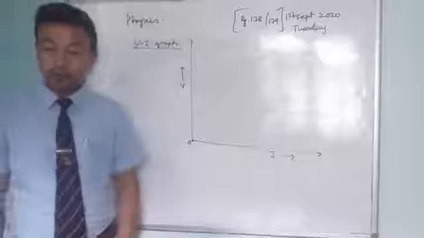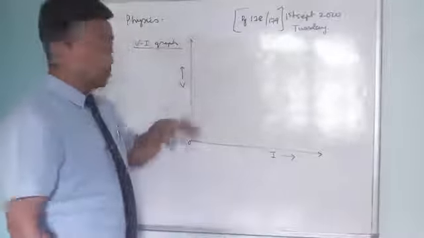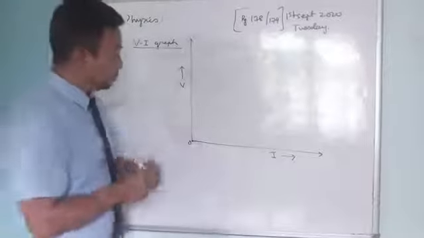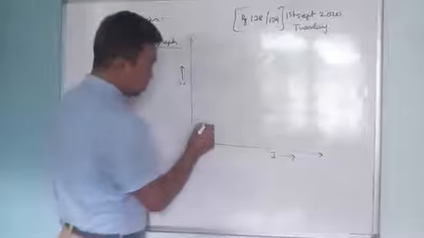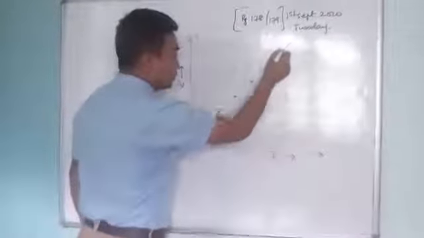Likewise you can take 4 or 5 values, and when you plot it along the graph, you'll observe that you get a straight line, something like this.